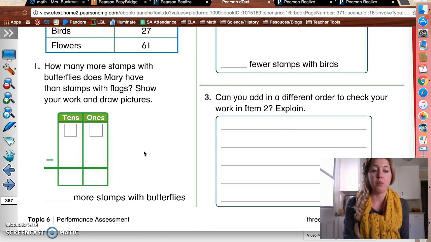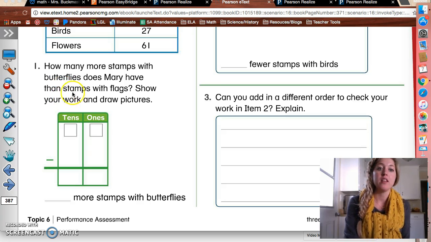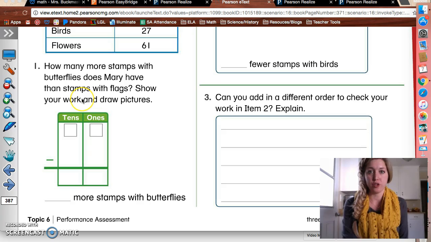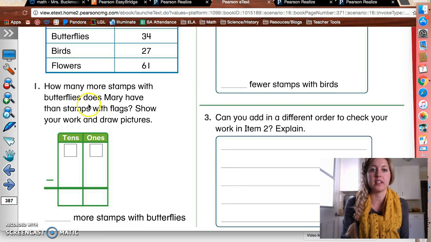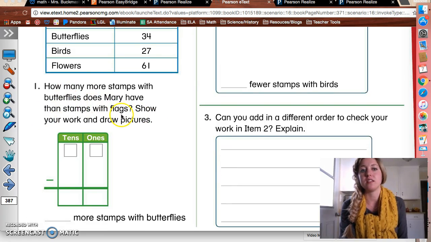So part 1, question 1, says, how many more stamps with butterflies does Mary have than stamps with flags? Show your work and draw pictures. So they're looking for 2 things here. So show your work in here and draw pictures over here. And then make sure that you put your answer down here. Blank more stamps with butterflies. So you're finding how many more stamps with butterflies does she have than she does stamps with flags.